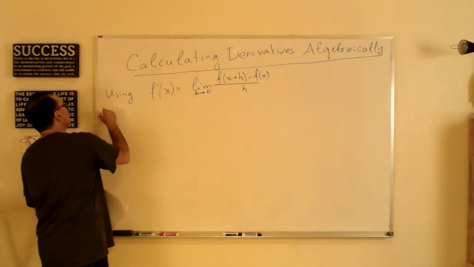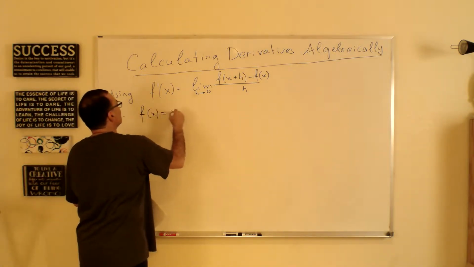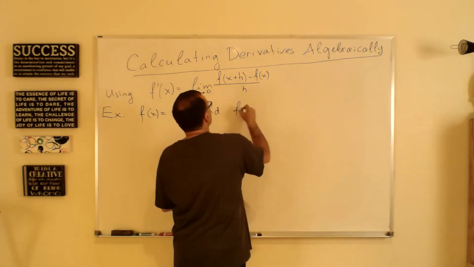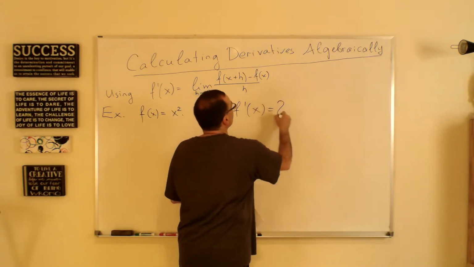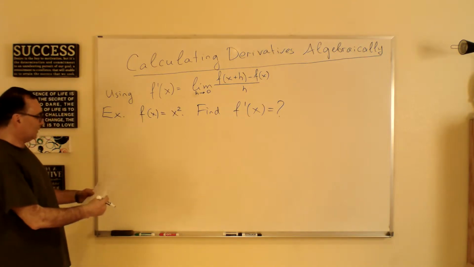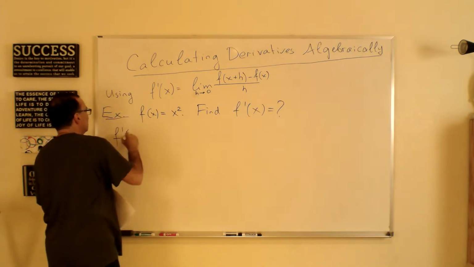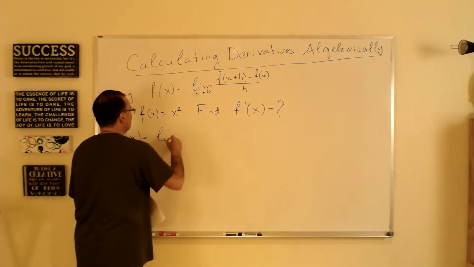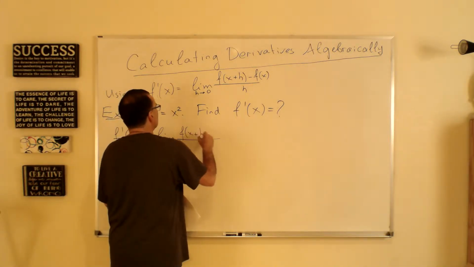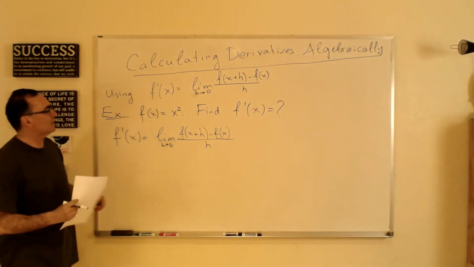For example, here's probably the simplest one. f of x equals x squared. Find the derivative. Again, it is supposed to be a function of x. So, how do we find it? Here is how, using this formula. So, start with f prime of x equals the limit as h approaches 0 of f of x plus h minus f of x over h. So each derivative actually starts like this.